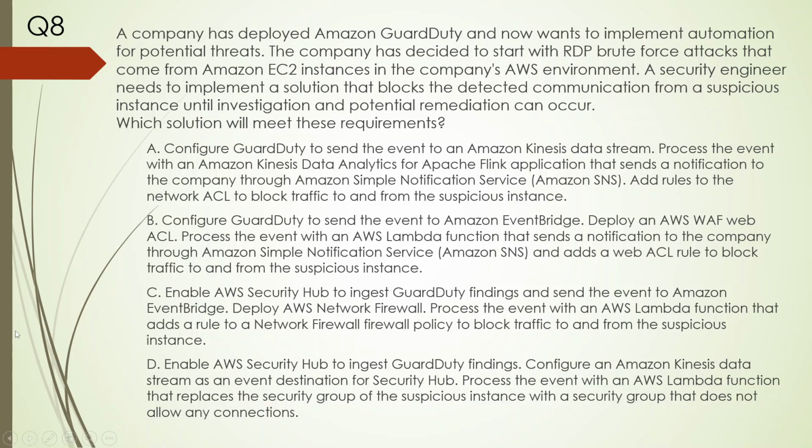Letter C is correct. Enable Security Hub to ingest GuardDuty findings and send them to Amazon EventBridge. Deploy AWS Network Firewall. Process the event with an AWS Lambda function that adds a rule to the network firewall policy to block the traffic to and from the suspicious instance. So Kinesis will not be used for this.